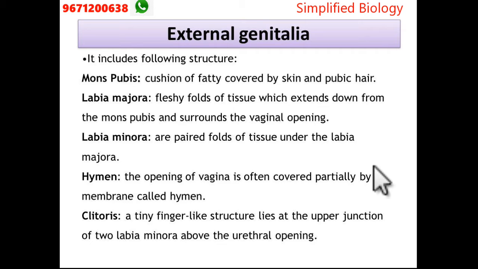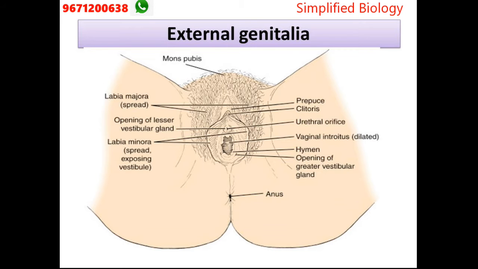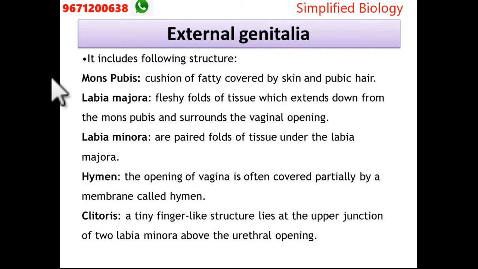External genitalia are simply part of the reproductive system. So what are these? This is the external structure of the female body. The major part is named the mons pubis. It is covered with hair, and also with fatty tissue, and the pubic hairs.